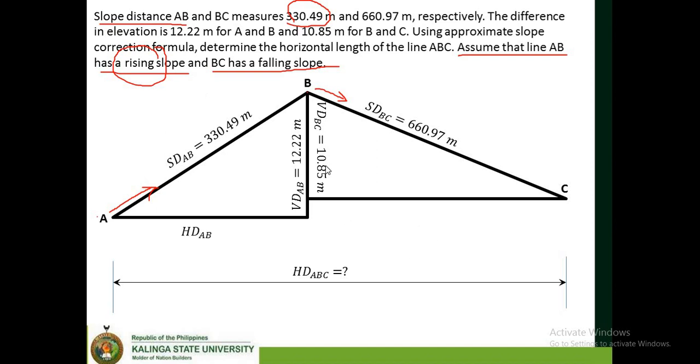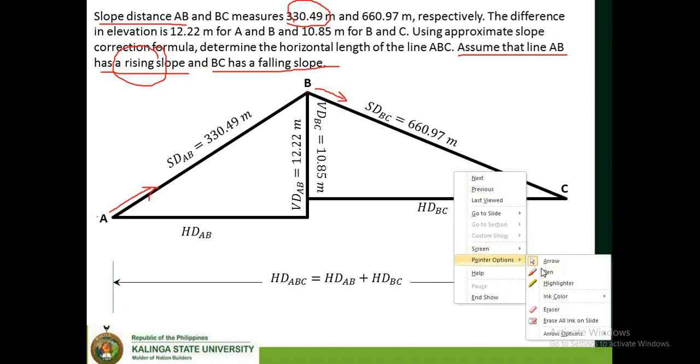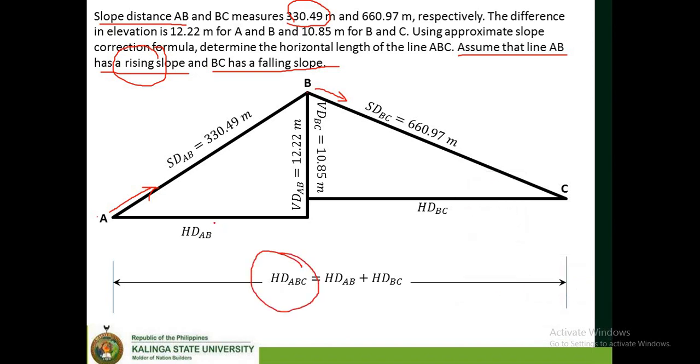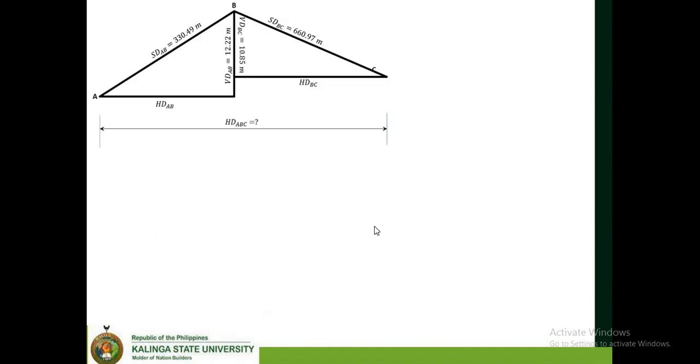Now, if I'm going to say that this is my HDAB, or yan yung horizontal distance ni triangle AB, and this is also the horizontal distance for BC, looking at this diagram, I can solve for the horizontal distance of ABC if I'm going to add HDAB and HDBC. So, masosolve ko si HDABC, basta alam ko yung value ni HDAB at saka ni HDBC. Paano ko masosolve yung values ni HDAB at saka ni HDBC?